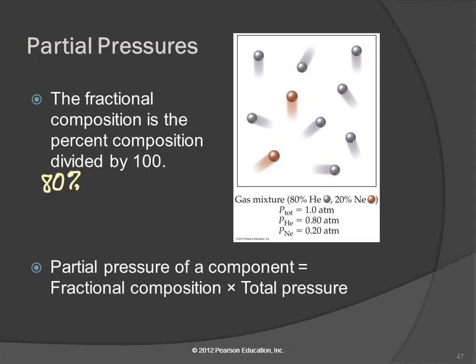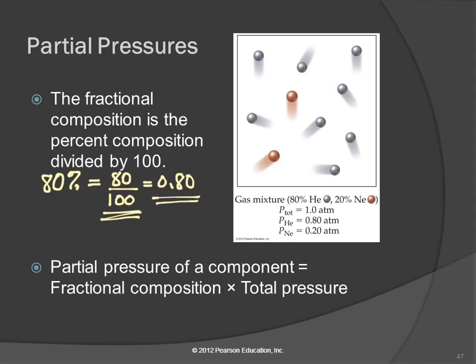80%. What does percent mean? Per 100, right? So 80% is 80 parts per 100 parts. 80 divided by 100 is 0.80. This is what we call the fractional composition. It's just the percentage divided by 100. Or you can use it this way as well, 80 over 100. It's the same thing. So the partial pressure of a component is its fractional composition times the total pressure.